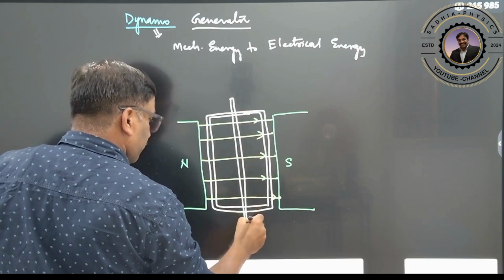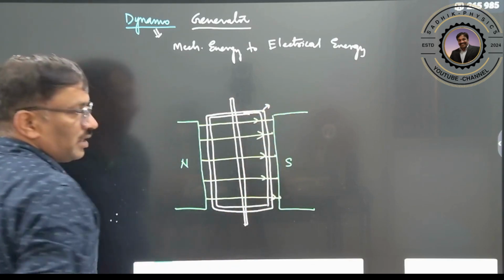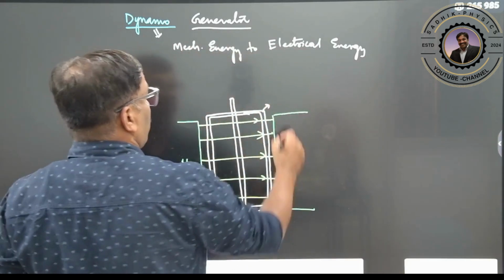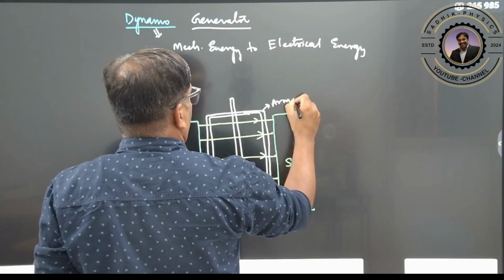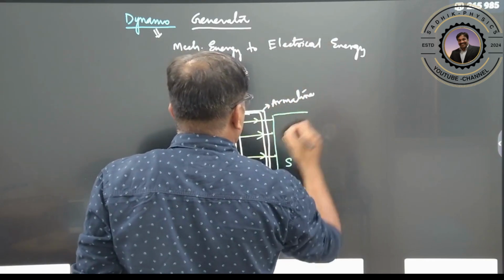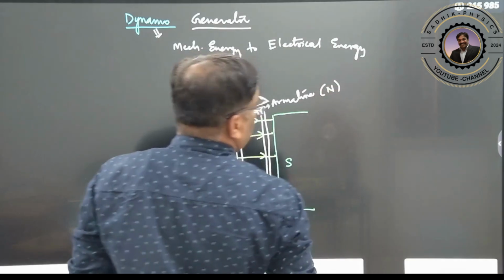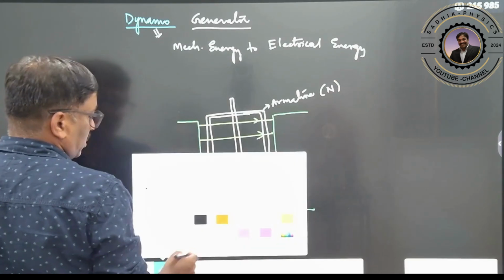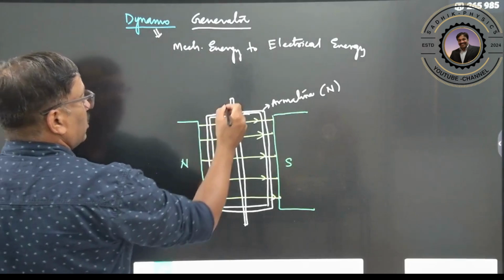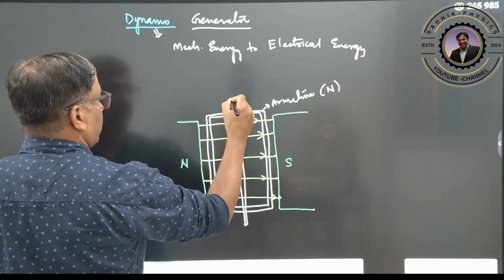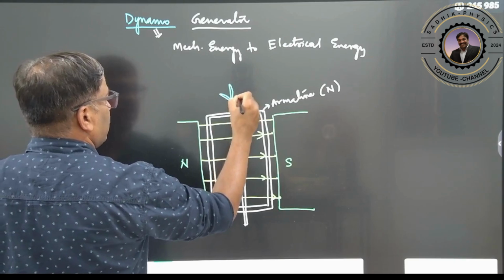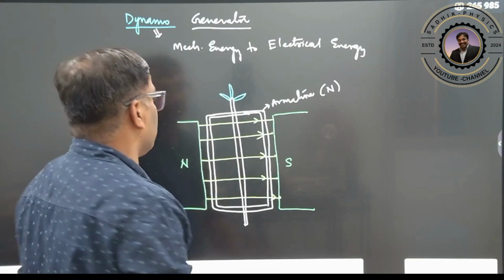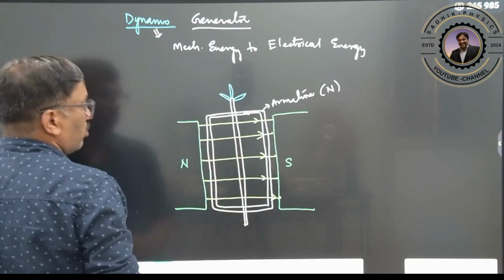This is fixed. This total winding, which is insulated copper wire, makes one armature, or you can call it a coil, which has a large number of turns, and it is mounted on a shaft rod. This shaft rod we are going to rotate by different means, by any mechanical energy. We want to rotate this now. How are we going to rotate it?